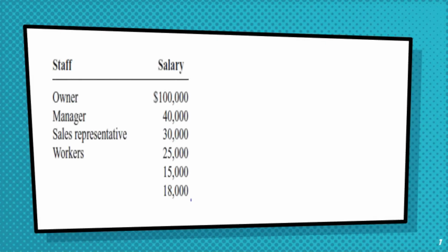This is the table. The staff and the salary. Number 1, the staff, which is the owner, the salary is equal to $100,000. The manager has a salary of $40,000. Sales representative, the salary is equal to $30,000, and the workers' salaries are $25,000, $15,000, and $18,000.